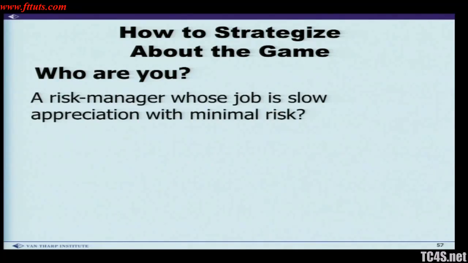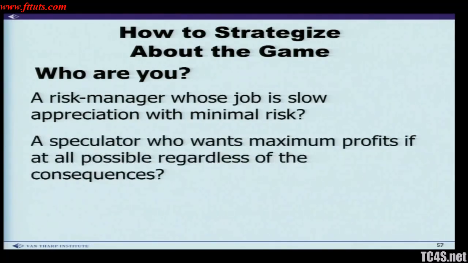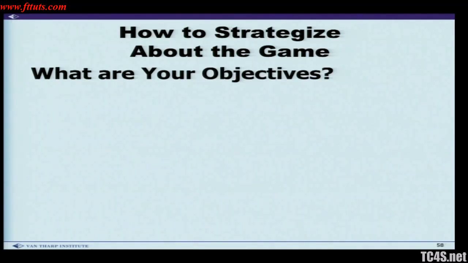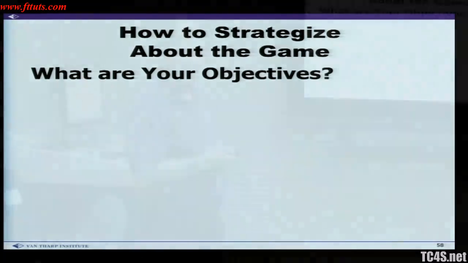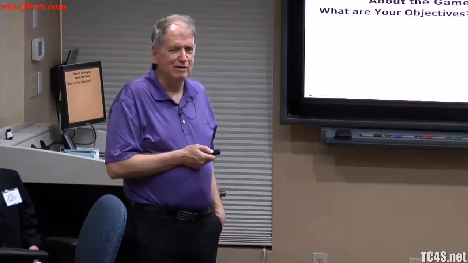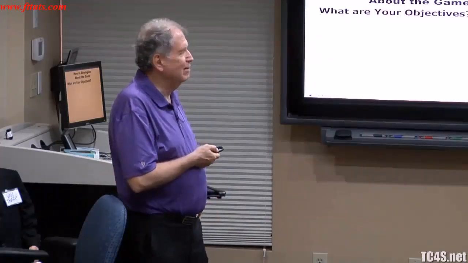You could be a risk manager whose job is slow appreciation with minimum risk. A speculator who wants to maximize profits if at all possible, regardless of the consequences. A speculator who wants outstanding returns with minimum risk. Or someone who wants to win the game and is willing to risk $1, $2, or even $5 to win the potential of a $195 prize.